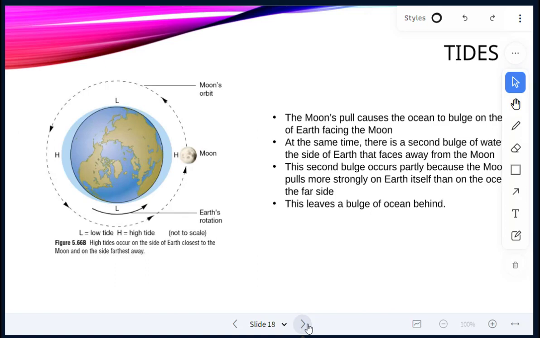The moon's pull causes the ocean to bulge on the side of Earth facing the moon. At the same time, there's a second bulge of water on the side of Earth that faces away from the moon. That second bulge is occurring partly because the moon pulls more strongly on Earth itself than on the oceans on the far side, so it leaves a bulge of ocean behind. L here is just representing low tide. The H is representing high tide. So high tides occur on the side of Earth closest to the moon and on the other side, farthest away.